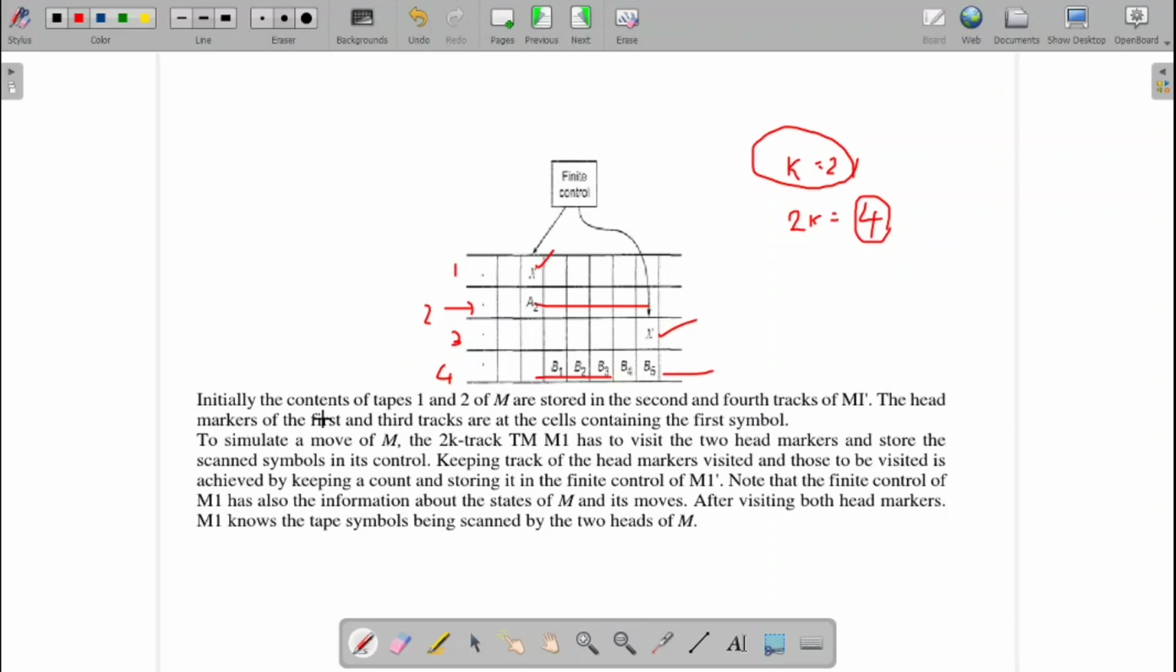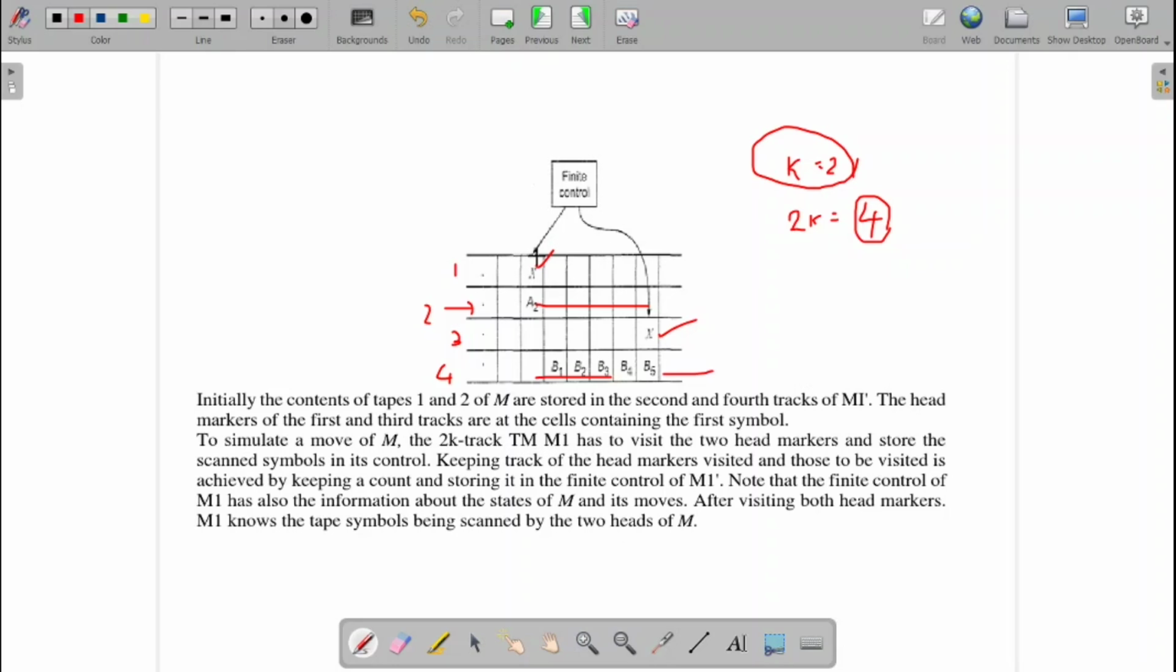Initially the contents of tapes 1 and 2 of the machine M are stored in the second and the fourth track. That is, tape 1 contents are stored in the second track, and tape 2 contents are stored in the fourth track. The head markers on the first and third tracks are at the cells containing the first symbol. To simulate a move of the machine M, the 2K track Turing machine M1 has to visit two head markers now.